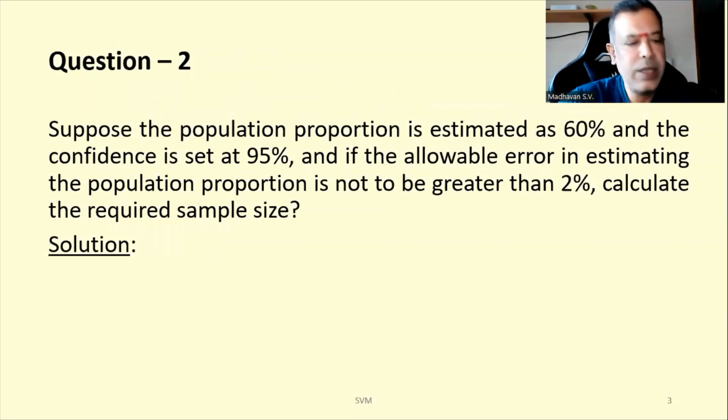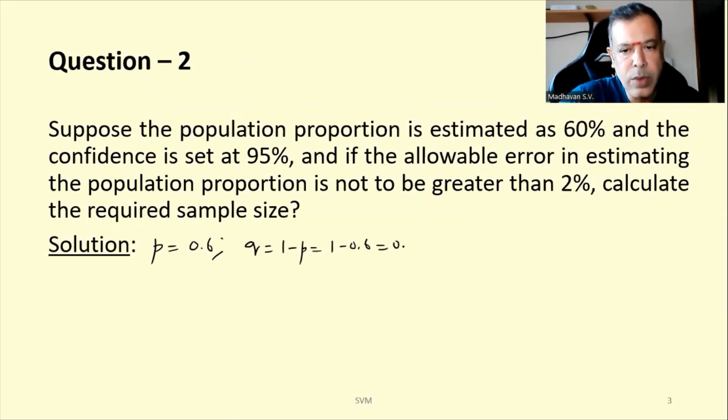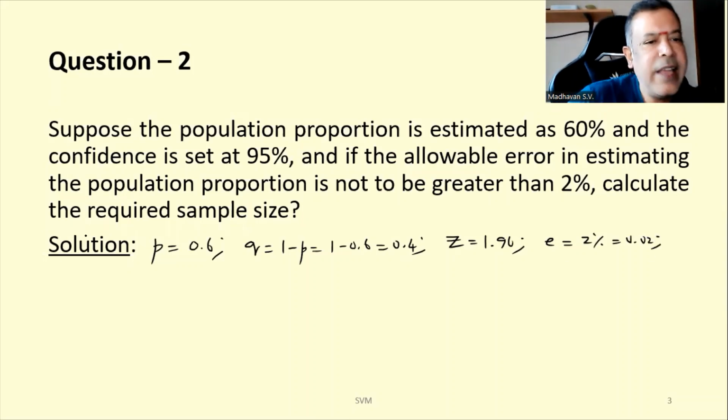Suppose the population proportion is estimated as 60%, which means our p-value is given as 0.6, which means our q will be 1 minus p, that is 1 minus 0.6, you get 0.4. And the confidence is set as 95%. Already we saw for a confidence level of 95%, Z value will be 1.96. Allowable error is given as not greater than 2%, means maximum it is 2%, which means it is 0.02. We are supposed to calculate the n value.